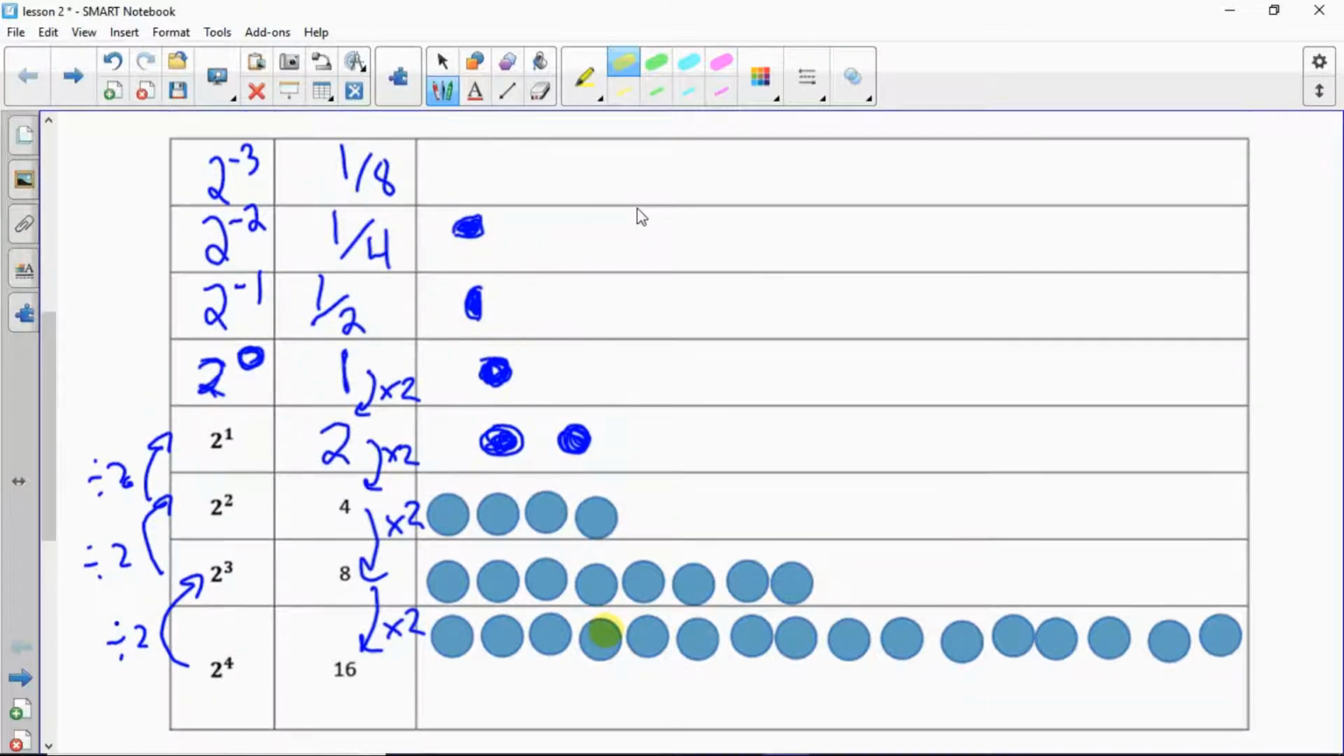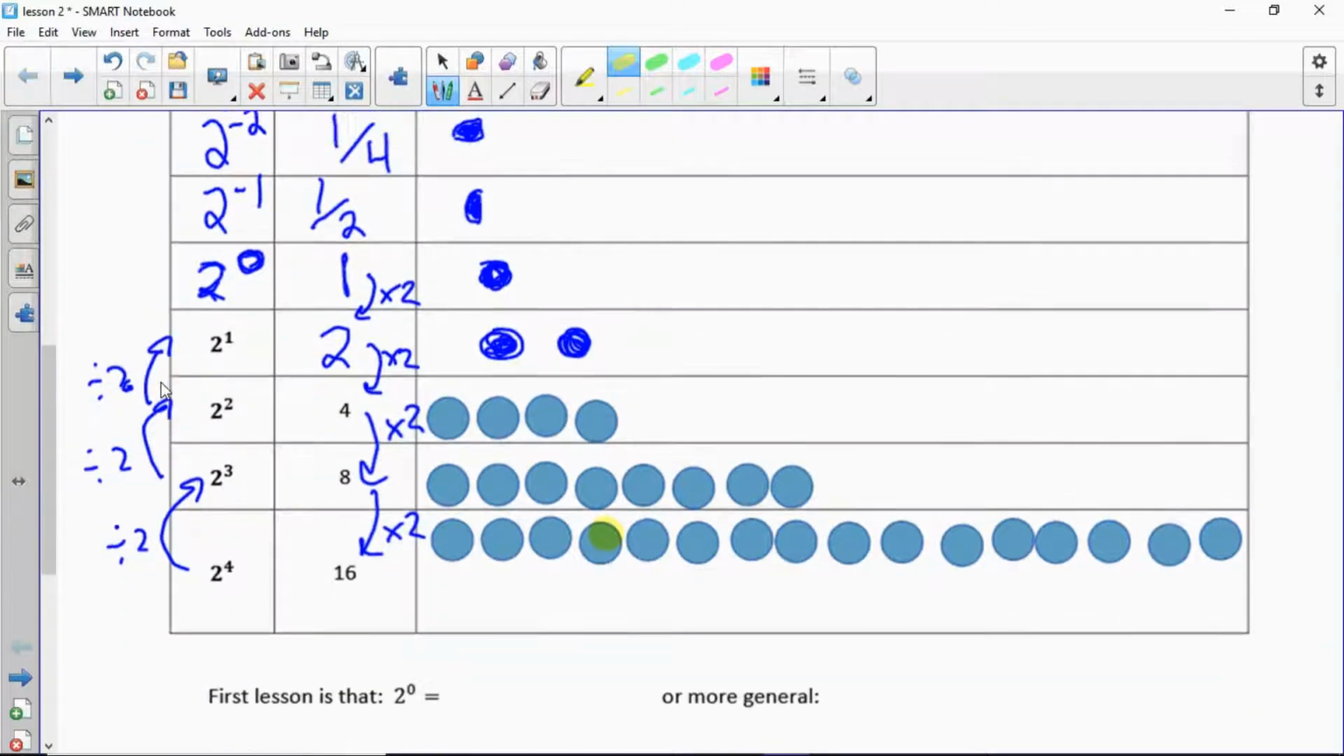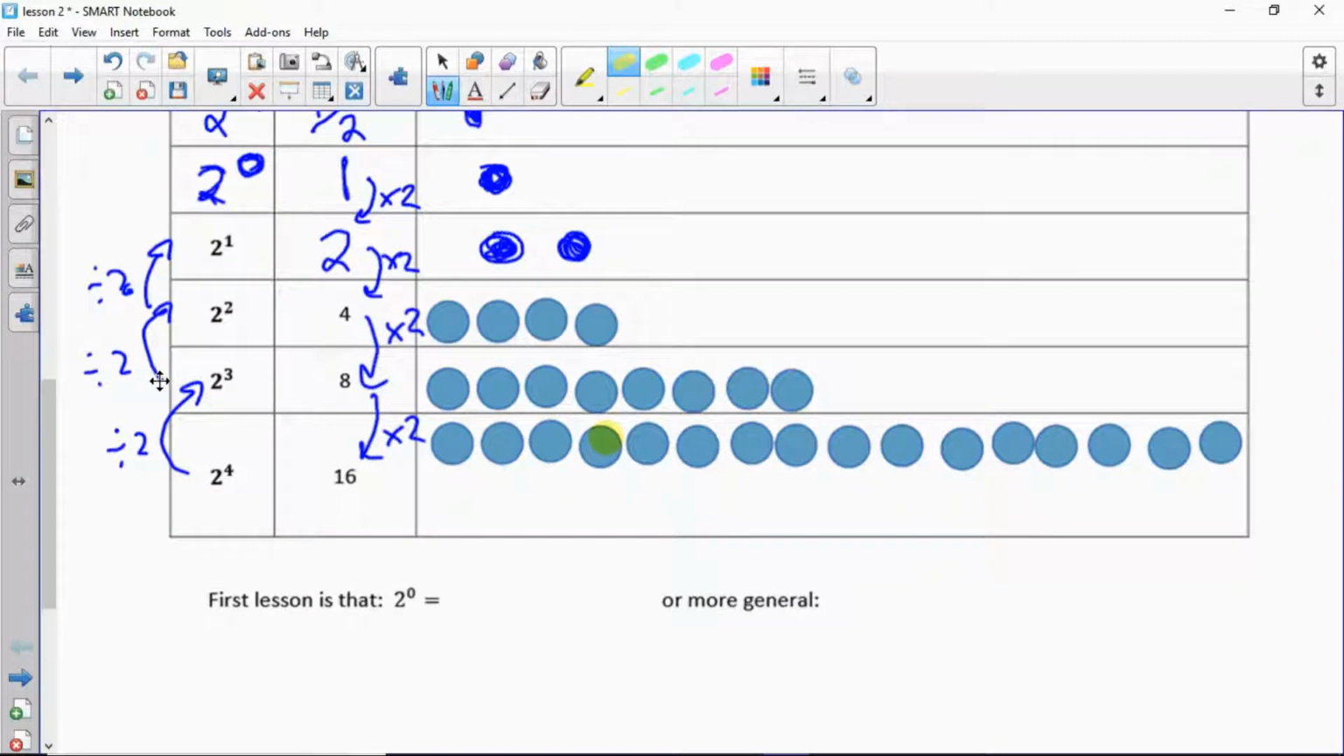But 1/8 of a circle doubled to give you 1/4 of a circle, doubled to give you 1/2 of a circle, doubled to give you 1, then 2, then 4, then 8, and 16. So from this table, the first lesson to be learned here is that 2 to the power of 0 is equal to 1. Now, it doesn't matter that I use 2 here. Had I used 3s or 4s or any other number, you would have seen the same type of pattern, and you would have found that no matter what your base was, anything to the power of 0 is equal to 1.